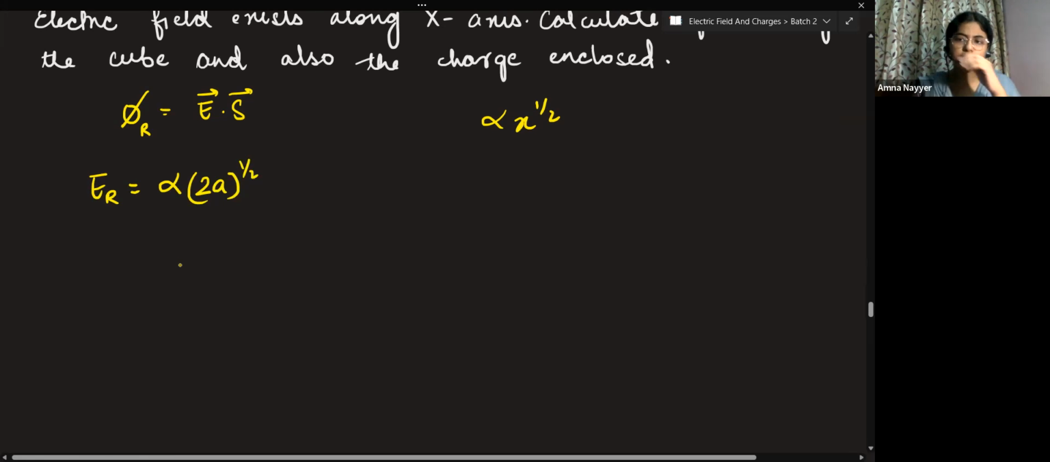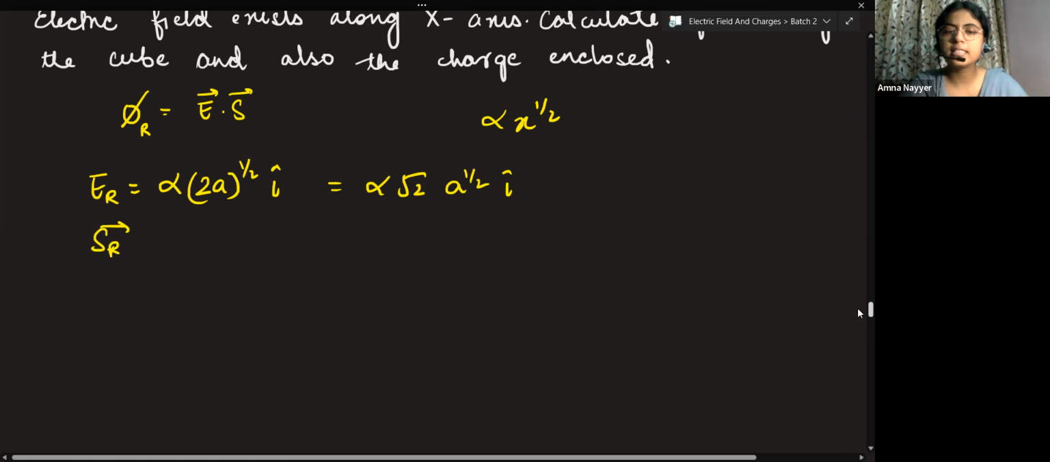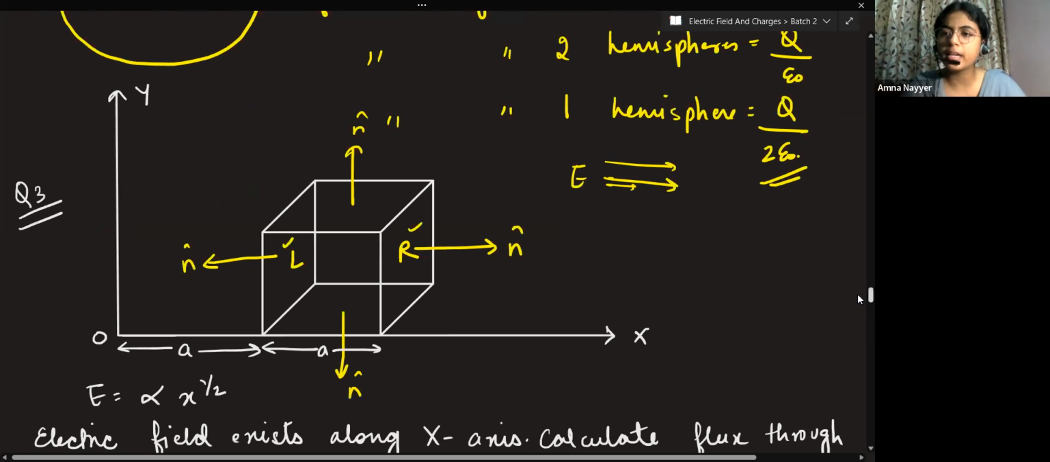And what is the direction of the electric field? It is given towards the positive x-axis, meaning i cap. So I can write the electric field as alpha times 2a to the power half i cap. Then the surface area for the right-hand side face: for a cube, all the surfaces are plane squares, and all 6 squares make up a cube. So if the side of this cube is A, what will be the surface area of this right-hand side face?